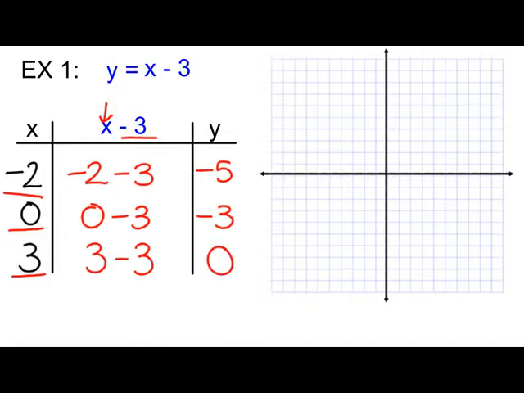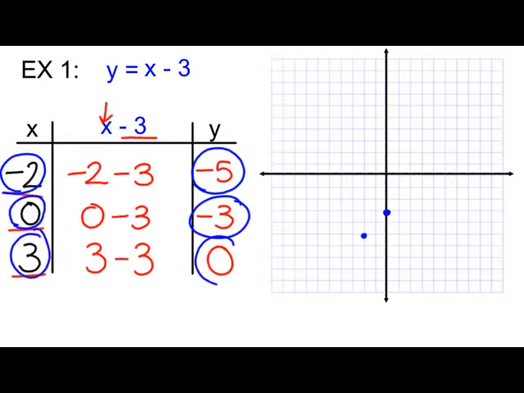Now, basically what I've done is an input-output table. What I can now do is I can take those points and I can plot them. My x value is the first x value. My y value is the corresponding y that I found. So the first ordered pair I'm going to plot is -2, -5. Then I'm going to plot 0, -3. And my last ordered pair is 3, 0.